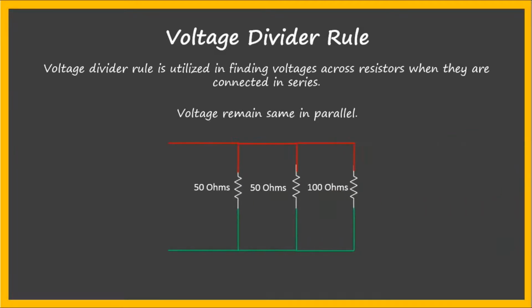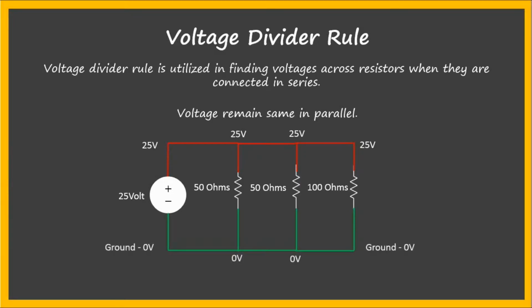Say there are 3 resistors connected in parallel. There is a 25 volt source attached to the circuit. Every point on the red line is at the same voltage, which is 25 volts, because there is no resistor in between to drop the voltage. And every point on the green line is at 0 volts, or you can say at ground. As you can see from the diagram, every resistor has 25 volts across it, which means that the voltage remains the same when resistors are connected in parallel.